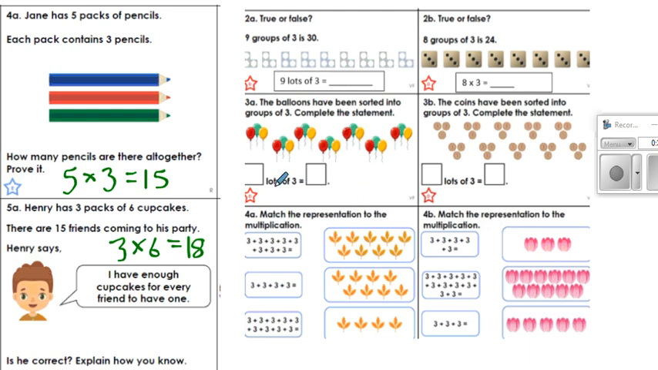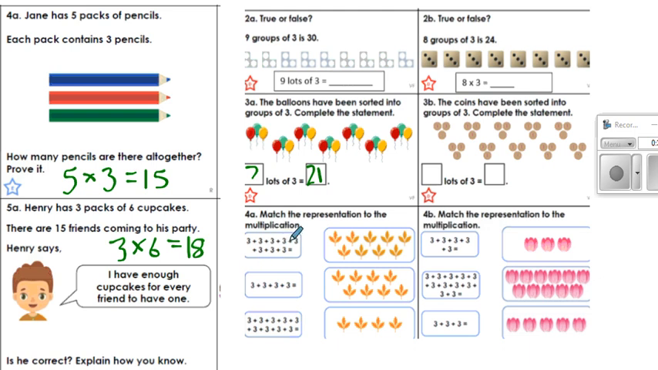The balloons have been sorted into groups of 3. Complete the statement. How many lots of 3 is that? 1, 2, 3, 4, 5, 6, 7. That's 7 lots of 3. I know what 7 times 3 is. It's 21. But if I wasn't sure, I could count the balloons.